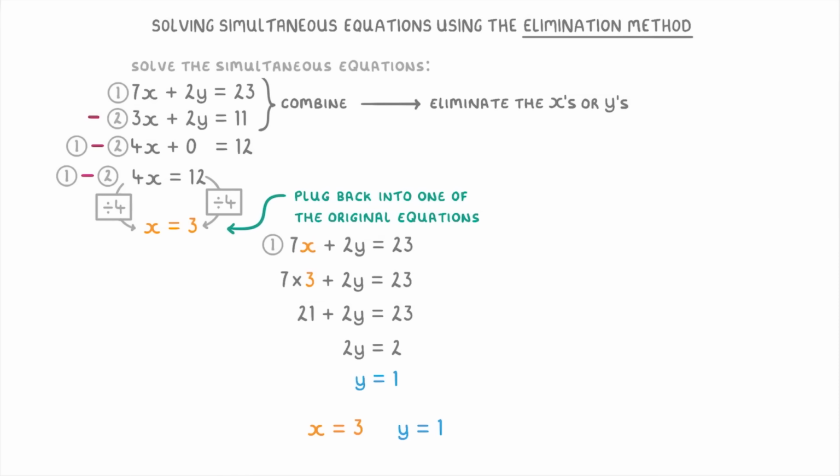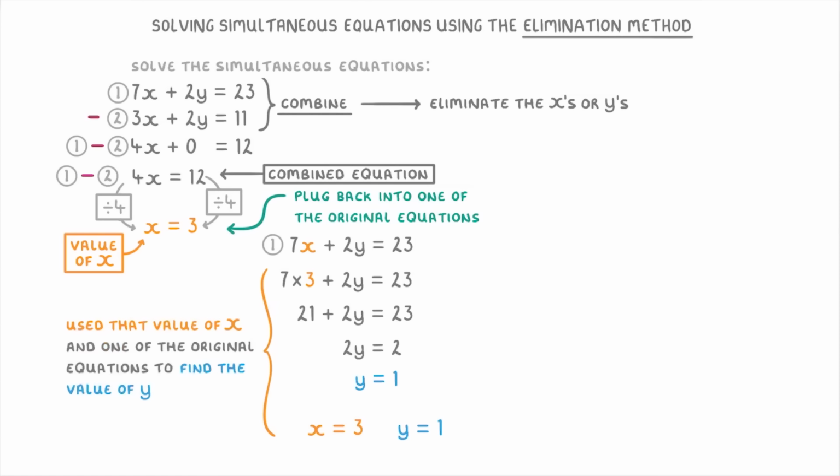So if we just quickly think back to what we did for a second, remember that first of all, we combined the equations to eliminate the y terms. Then we used that combined equation to find the value of x. And then finally, we used that value of x and one of the original equations to find the value of y.